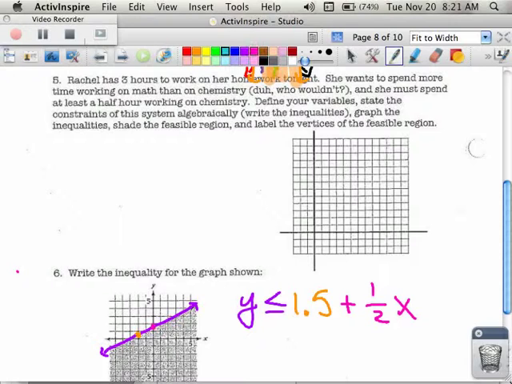First of all, if I'm talking about chemistry, let's say that since they mentioned it first, we'll just say X is chemistry. So when we talk about chemistry, we know we're talking about X. And let's then make, I guess, Y would have to be math.